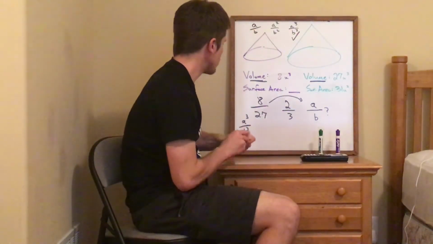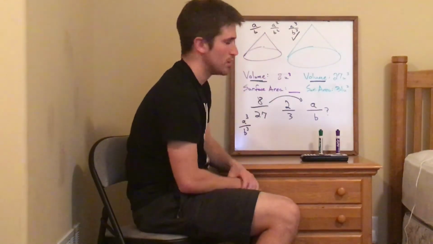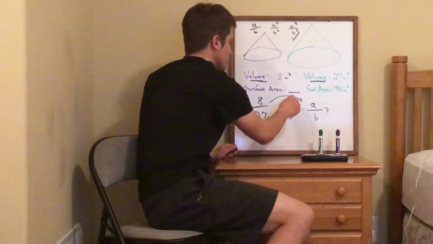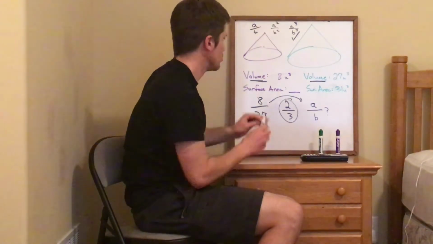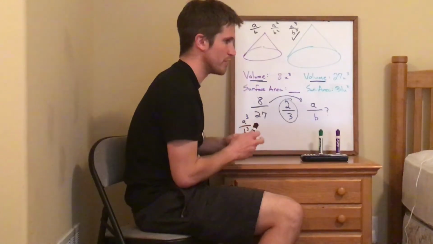So yeah, they have a ratio of 8 to 27 when you compare volumes, but when you just compare one side length to another, that ratio is 2/3. So I found out that this has a scale factor of 2 to 3 when I compare them.